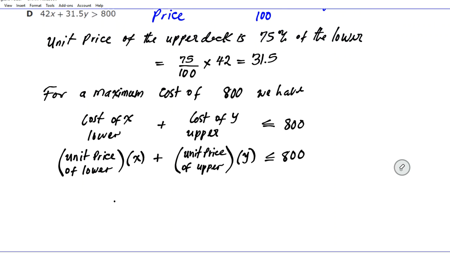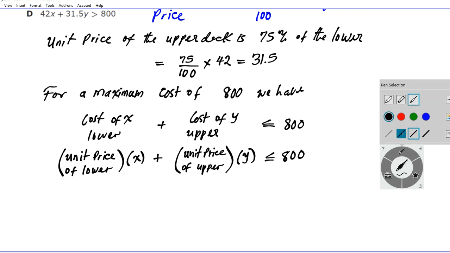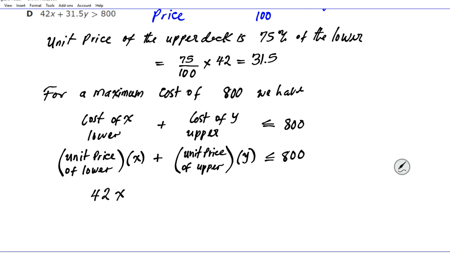So the unit price for the lower seat tickets is provided to us. It's $42 each. You multiply that by X. This is for the total costs for X lower seat tickets.